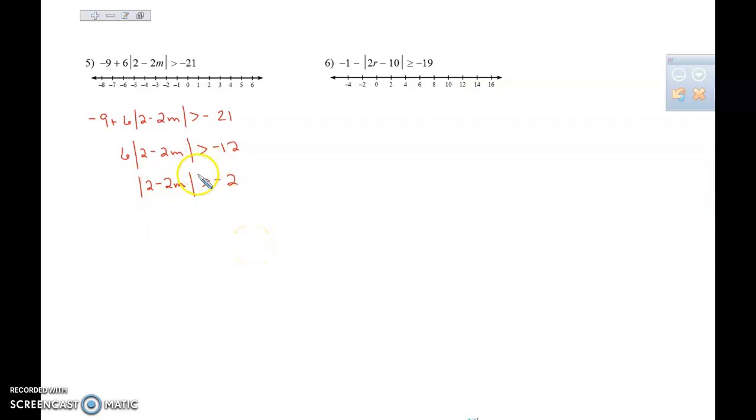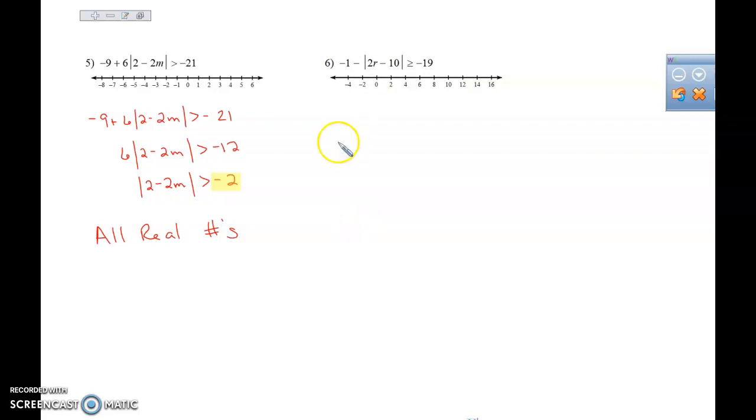Okay, so with this one, we got to look at it because we have a nice little negative on this side. So will the absolute value of any number always be positive? Yes. And it will always be greater than negative 2? Yes. So this is an all real numbers. And again, when you get a negative on this side, that's when you're going to have to check to see if it's an all real numbers or no solution.